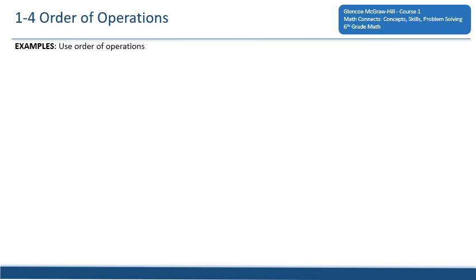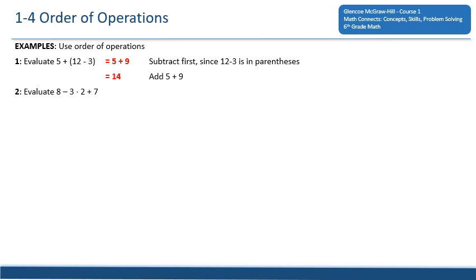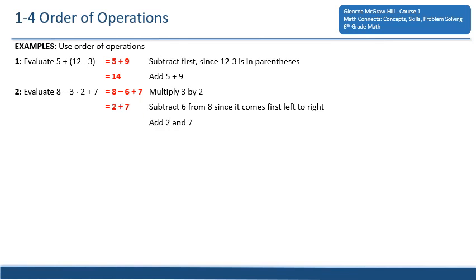Examples, use order of operations. 1, evaluate 5 plus parentheses 12 minus 3, close parentheses. Subtract first since 12 minus 3 is in parentheses, so 5 plus 9. Add 5 plus 9, and you get 14. Evaluate 8 minus 3 times 2 plus 7. Multiply 3 times 2, and you get 8 minus 6 plus 7. Subtract 6 from 8 since it comes first, left to right. So you have 2 plus 7, and then add 2 and 7, and you get 9.